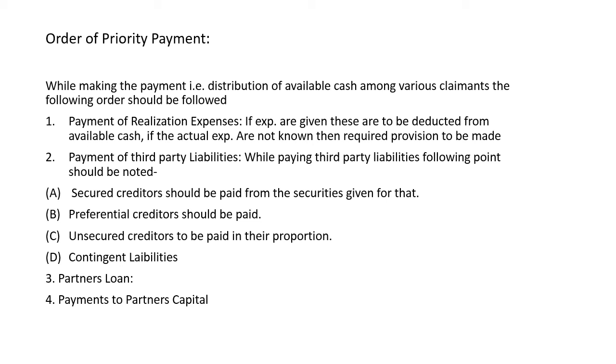At this stage the question again arises how the partners' capital is to be paid out. If the partners are contributing their capital in their profit sharing proportion, then no question arises in repaying their capital, because their capital sharing ratio and profit sharing ratio are equal. Ultimately, when the available amount is paid to the partners, in their profit sharing ratio or capital sharing ratio, both are the same, no question arises. But when the partners' capital sharing ratio and profit sharing ratio differ, then the question arises how the payment is to be made to the partners from the available cash.